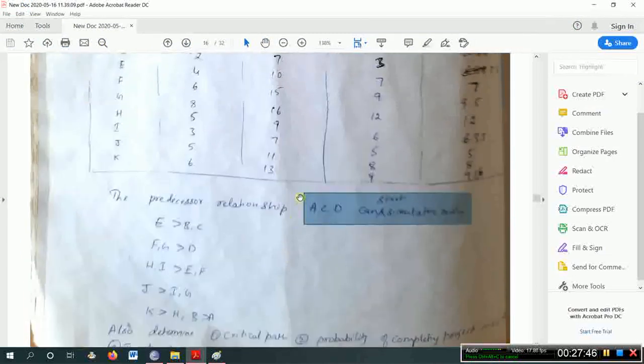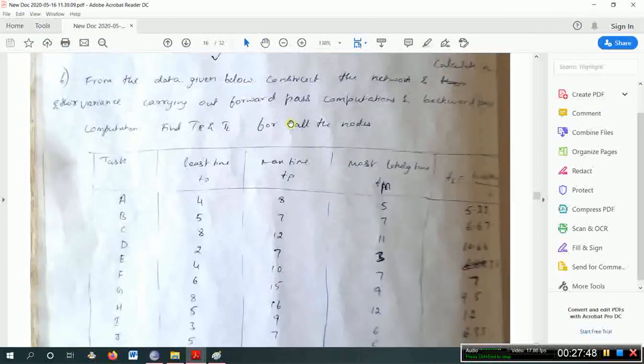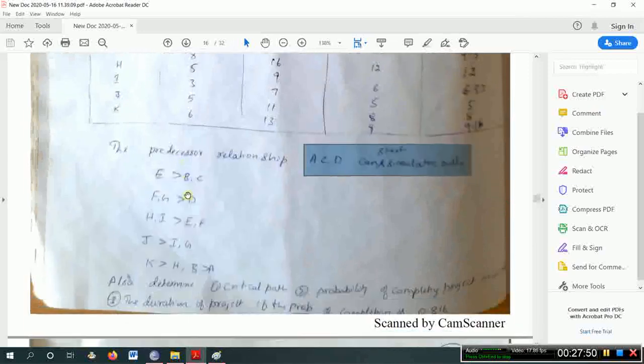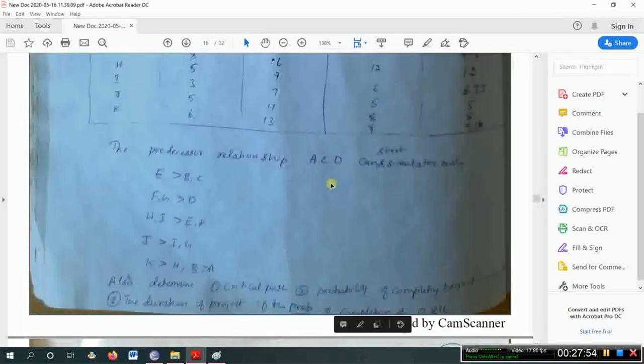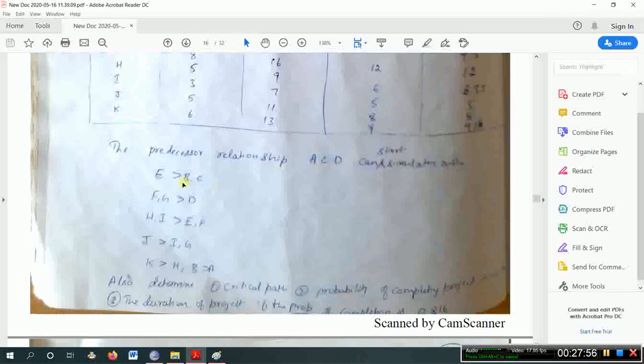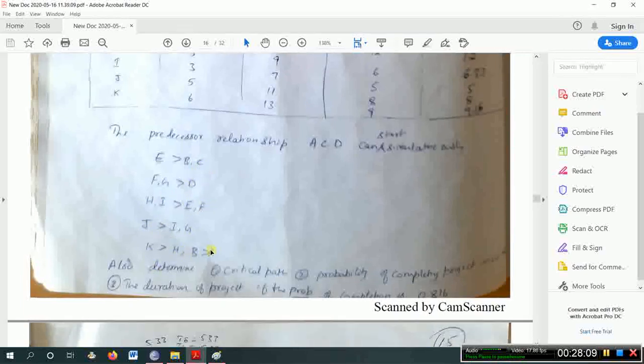So now network construction for this problem. So this is one more type. They may give the data like this: E greater than B and C, FG greater than D, HI greater than E and F, J greater than IG, K greater than H, and B greater than A. So this is one type of question format they may give to construct the network.